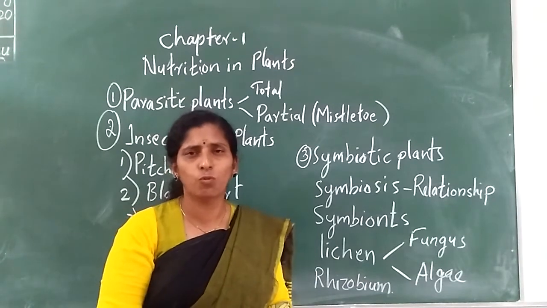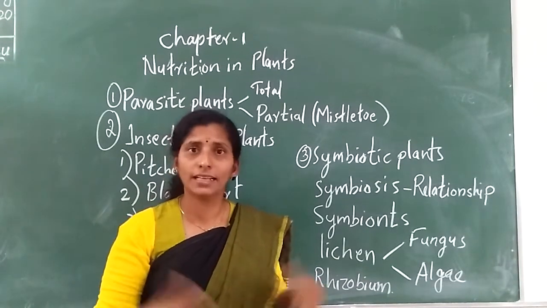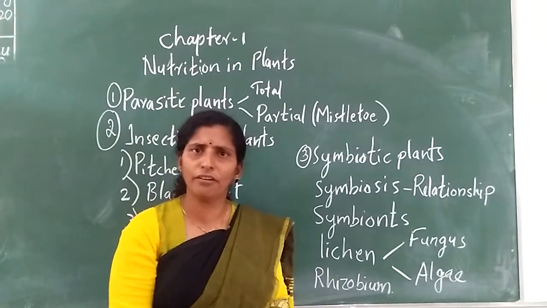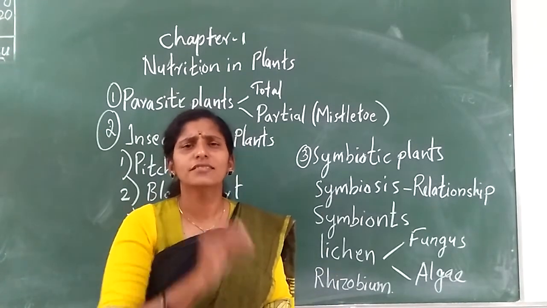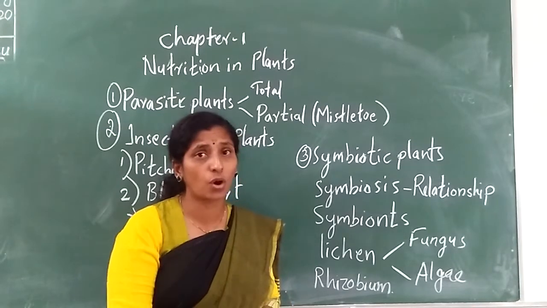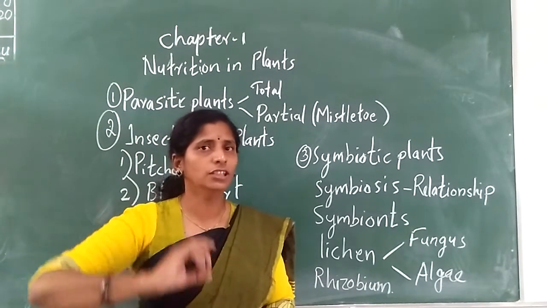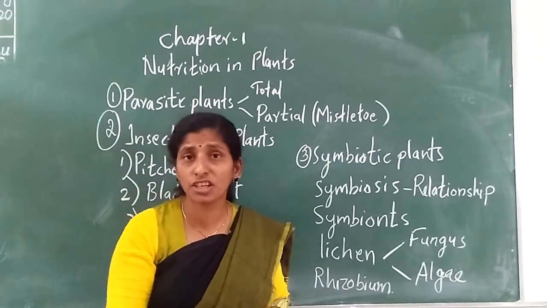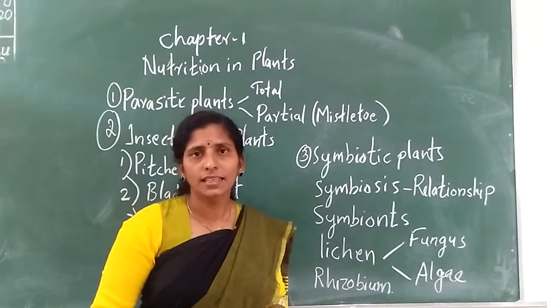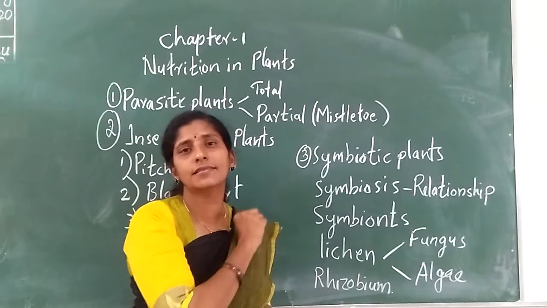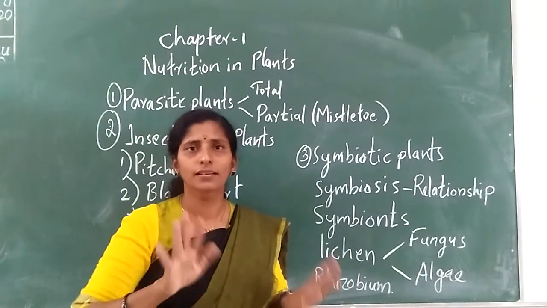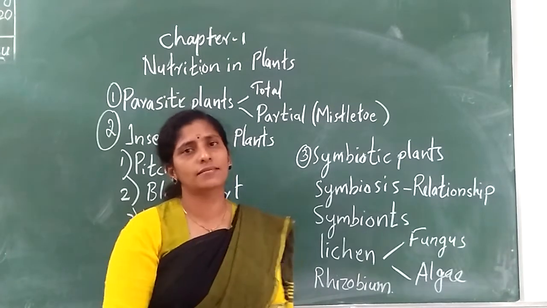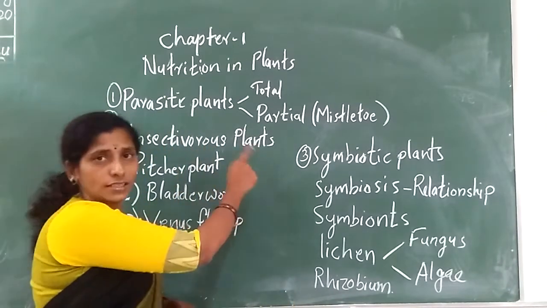Some plants want extra nutrients. They can prepare their own food. Their leaves are green and they have everything. But some nutrients are missing in the soil, so they need to get extra nutrients. For these extra nutrients, what will they do? They will catch the insects and digest them, and they get the nutrients. Such plants are called insectivorous plants.